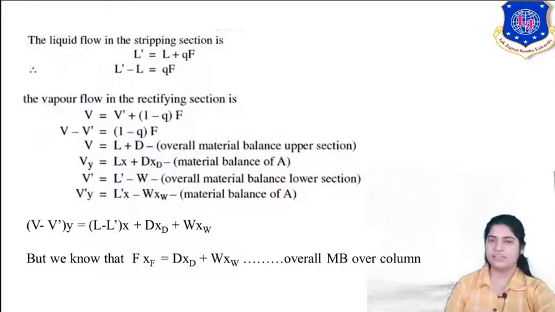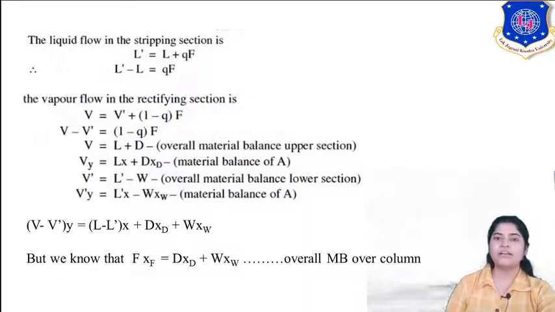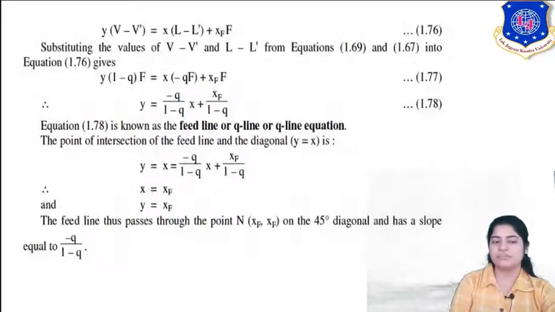This is the final relationship which you obtain from the equations of stripping section and rectifying section, okay? But the overall material balance over the column, what is it? FxF is equal to DxD plus WxW, okay? So substituting the value of V minus V bar and L minus L bar, you get the following equation. And so the final equation is what? Y is equal to minus Q upon 1 minus Q x plus xF upon 1 minus Q. So this is the equation of your feed line. It is also called as Q-line equation.